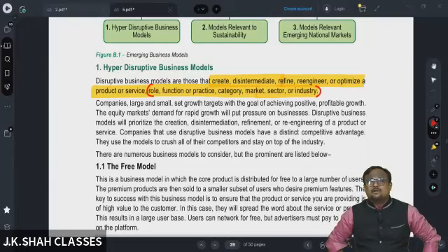Disintermediate means you don't need a middleman. You need not go to the wholesaler, retailer, distributor. You don't need that. You directly place your order on the website and you directly get the product.